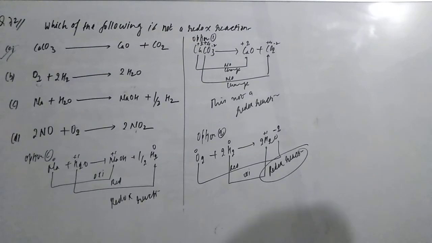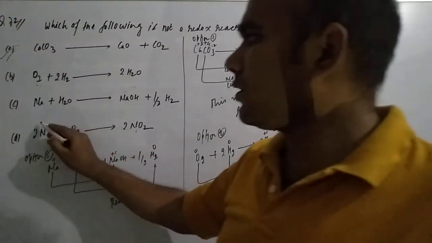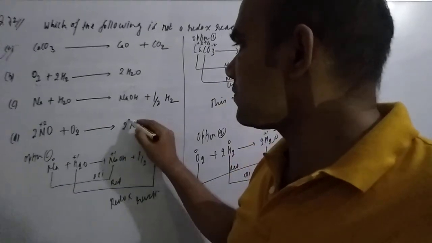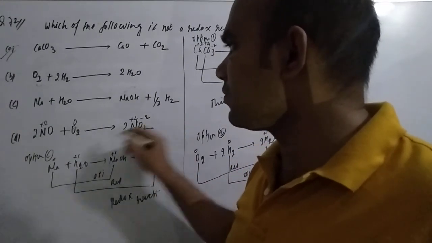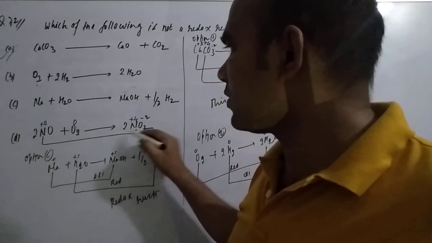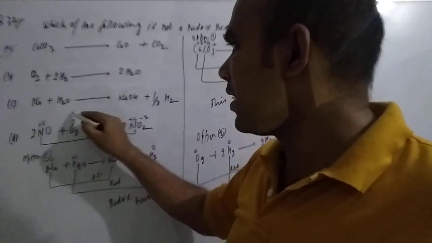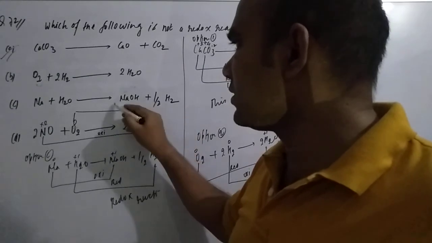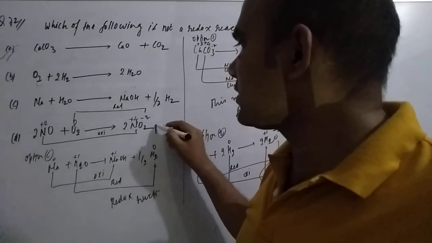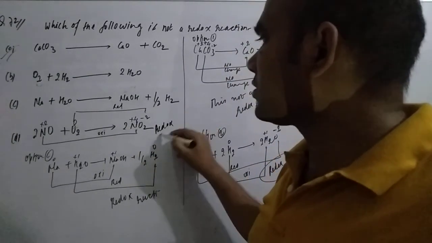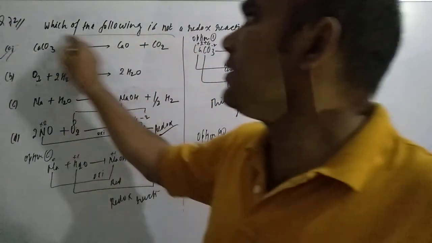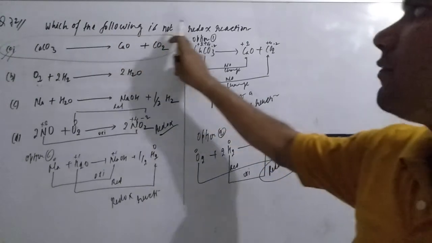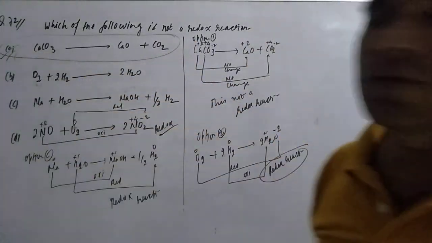Now we have to check option number D. You check it out. Here is +2, student. Here is +4. Here is 0. Here is -2. So +2 to +4 is oxidation, and 0 to -2 is reduction. So this is also a redox reaction. So 3 are redox reactions, B, C, D, and A is not a redox reaction. Which of the following is not a redox reaction? Correct option is option number A.